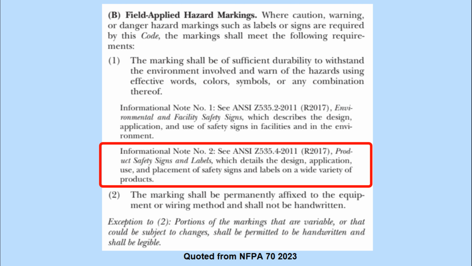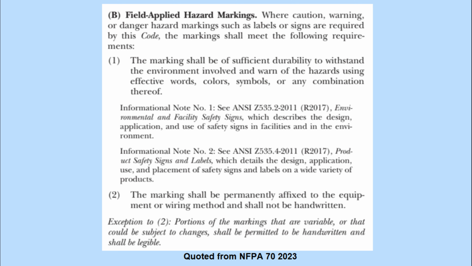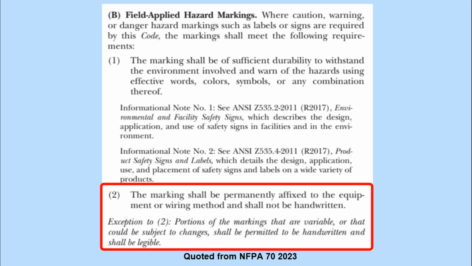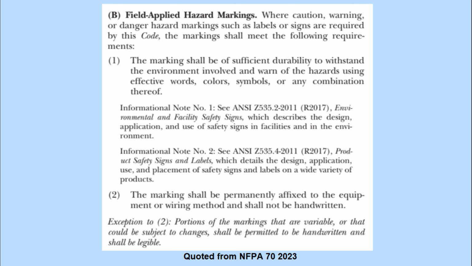Informational note number 2, see ANSI Z535.4-2011 R2017, Product Safety Signs and Labels, which details the design, application, use, and placement of safety signs and labels on a wide variety of products. 2. The marking shall be permanently affixed to the equipment or wiring method and shall not be handwritten. Exception to 2. Portions of the markings that are variable or that could be subject to changes shall be permitted to be handwritten and shall be legible.